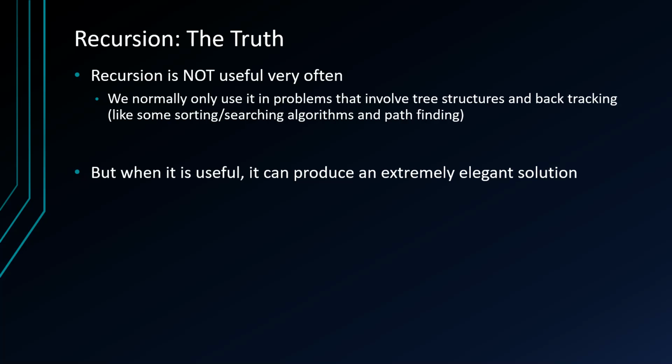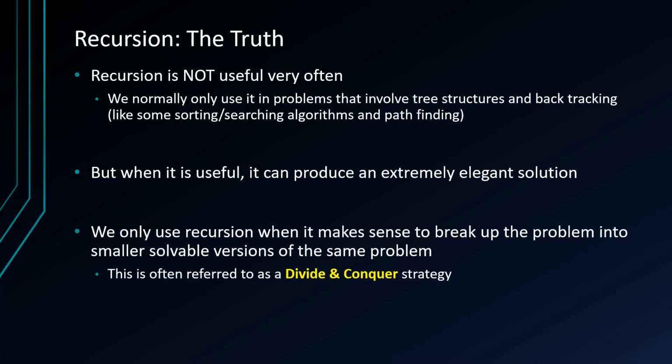But when it is useful, it can produce an extremely elegant solution to an otherwise complex and ugly problem. We only use recursion when it actually makes sense to break up the problem into smaller solvable versions of the same problem. So that's that idea of reducing the problem into smaller versions of the same problem. This is often referred to as divide and conquer. So we break it up into smaller chunks, and then we solve those smaller chunks, and then we reassemble it back into a solution to the final answer.